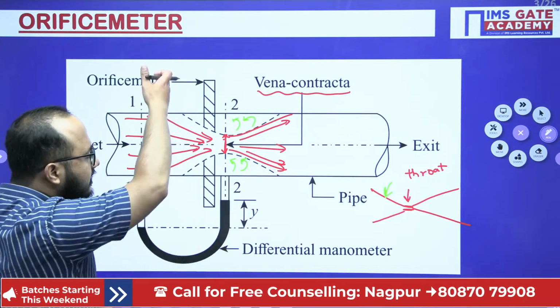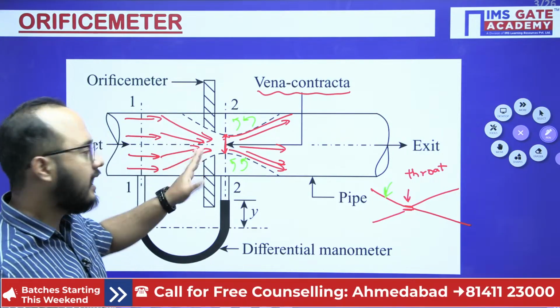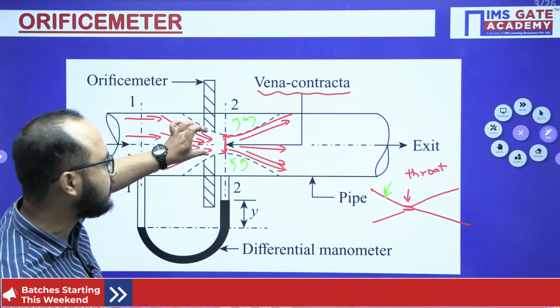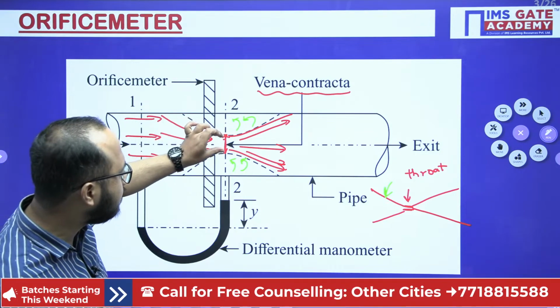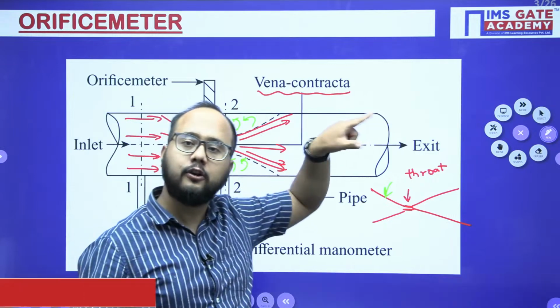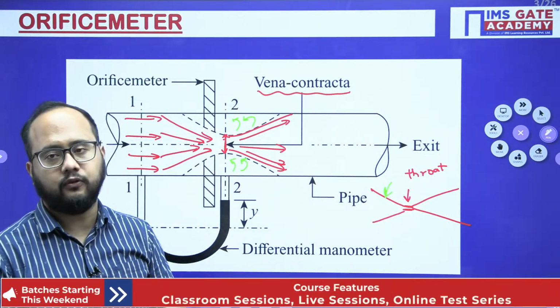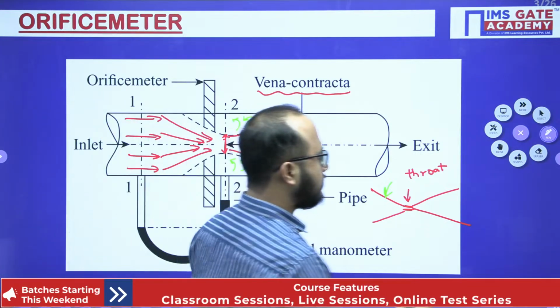Because of the sudden convergence, the area suddenly decreases. Earlier the area is this much, suddenly the area becomes like this. Because of that only, you will find the minimum area here, and this is in the fluid flow itself. The minimum area you will find in the fluid flow itself. Correct. I hope this point is clear.